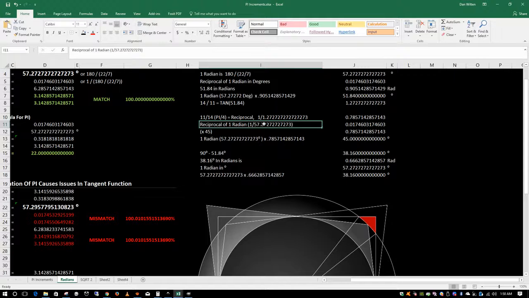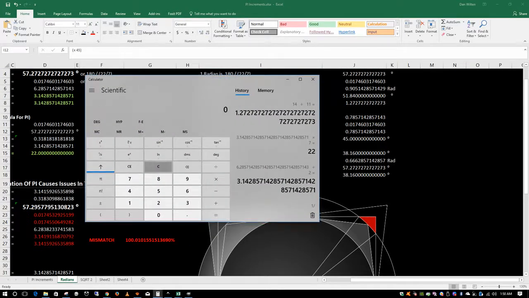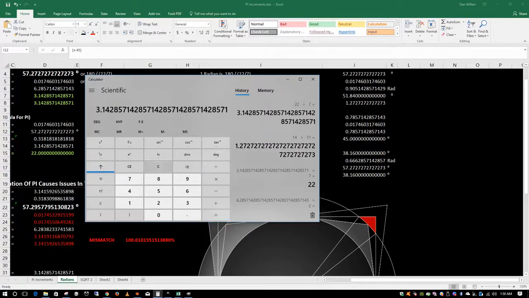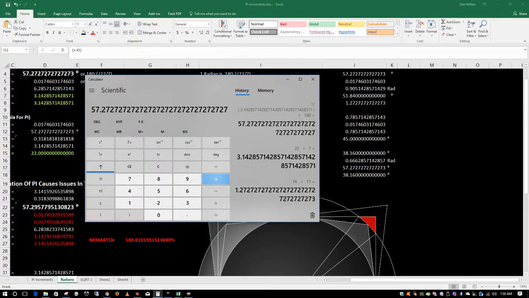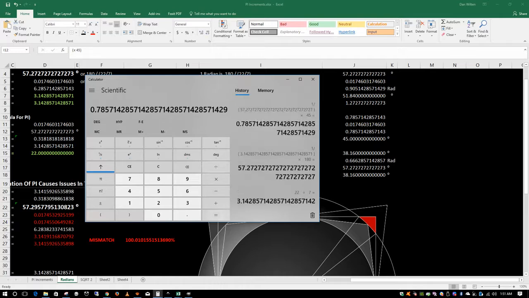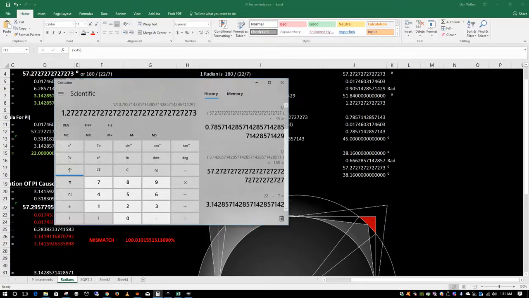So then we take the reciprocal of 1 radian, which is equal to the 57.272, and that's equal to this number, and we multiply that times 45. So let's do that real quick. So we have 22 divided by 7. Take that number, take its reciprocal, multiply times 180, we get our degrees, right? We take that number, we take its reciprocal, and we multiply it times 45, and we get pi over 4 times 4, and if we take the reciprocal of that, you can see the reciprocal is exactly the same as what we see here.